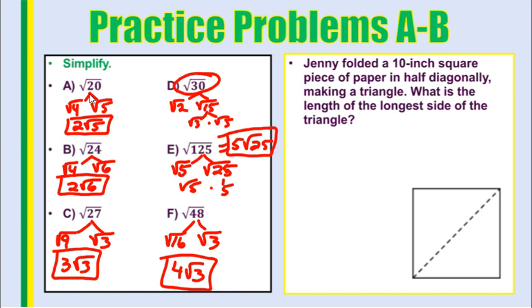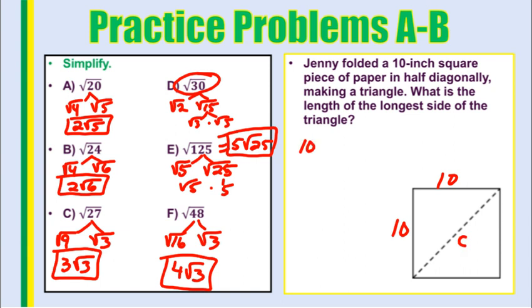Next one, Jenny folded a 10-inch square piece of paper in half diagonally, making a triangle. What is the length of the longest side of the triangle? So if it's a 10-inch square piece, we would have 10 inches here, 10 inches here. We need to find C.